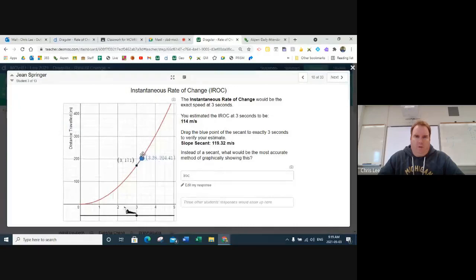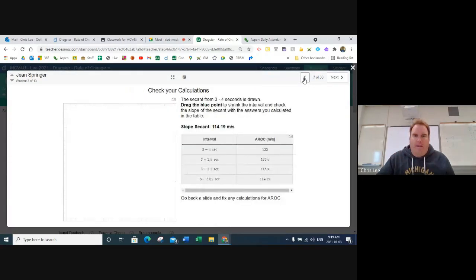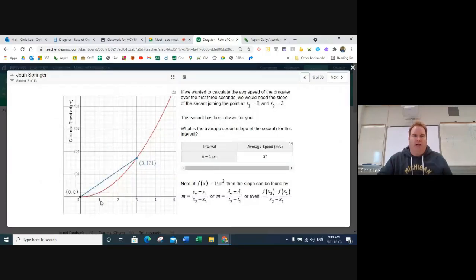Okay, so we'll use Gene Springer here as an example. So what we're trying to do is find not an average rate of change, we're trying to find an instantaneous rate of change. So exactly how fast it's going. The secants can only calculate average rate of change. And sometimes it's good and sometimes it's bad. If I go back to the beginning, to this rate of change, this secant is a bad representation of how fast it's going.